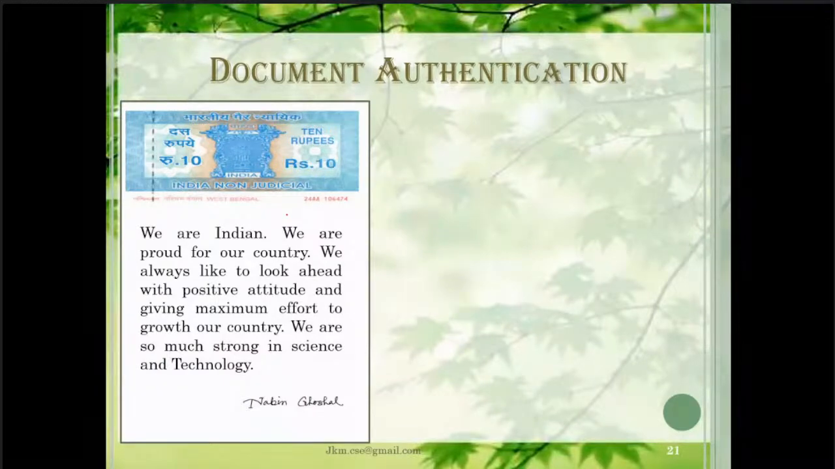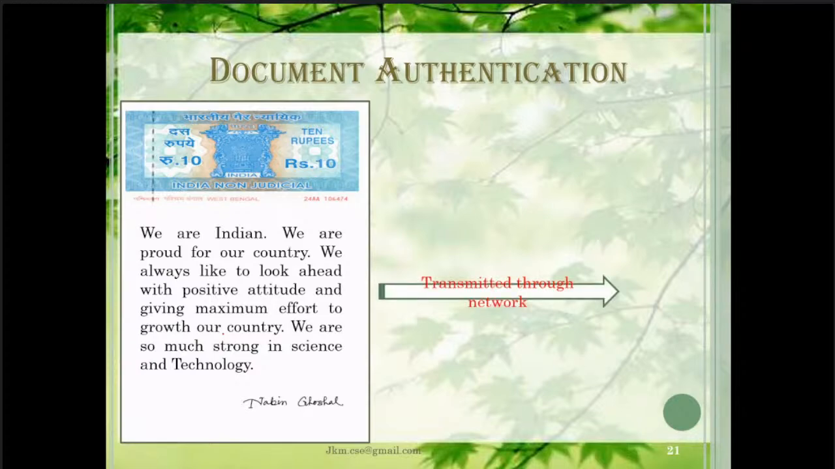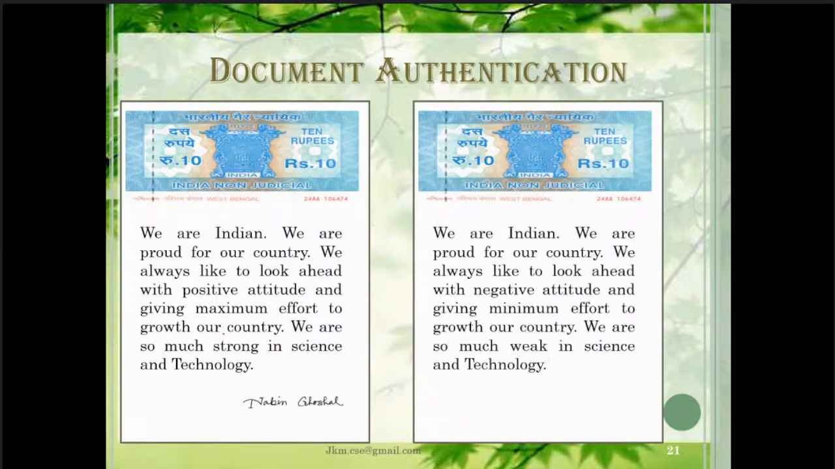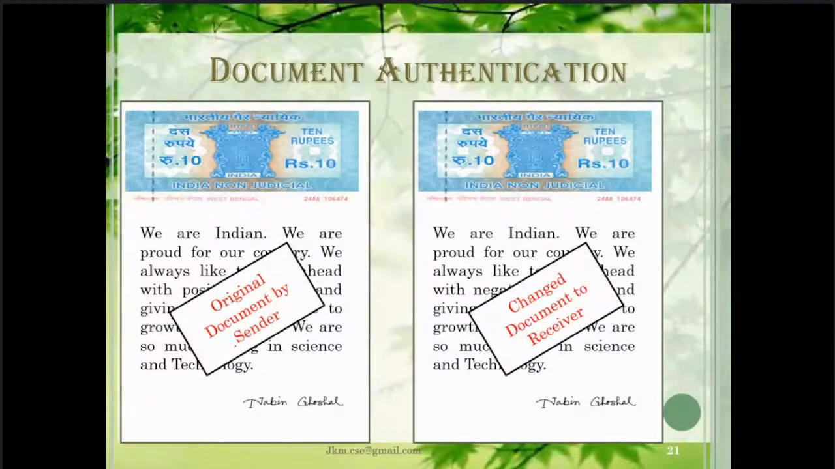But if we think of the same thing in electronic form, how do we write it in MS Word? That can be changed very easily. So how do you authenticate that? You see, it can be changed. You see how it changes? The positive has been changed to negative, the maximum has been changed to minimum, and the strong has been changed to weak. So how do you authenticate that? So here, let's see one process. You see that this is a changed document.